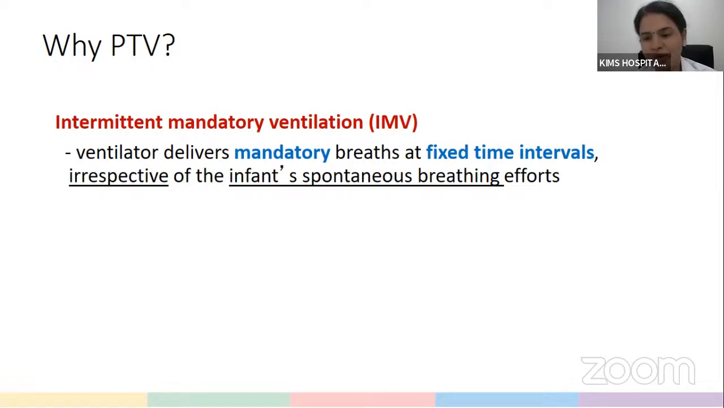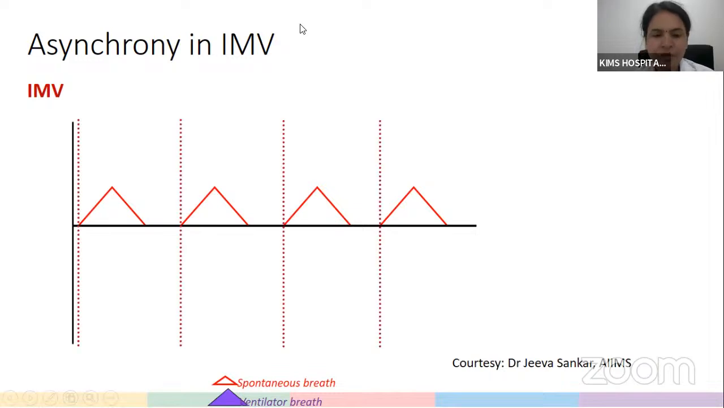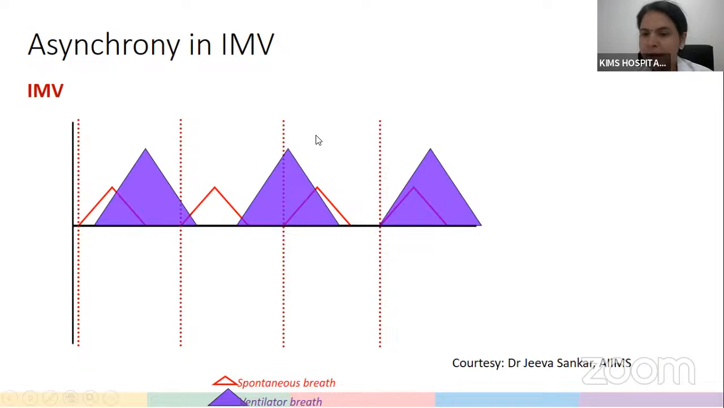In both these modes, the ventilator used to deliver mandatory breaths at a few fixed intervals of time, irrespective of whether the baby is breathing or not. So we saw this as well. If you imagine that these red triangles indicate the baby's spontaneous breaths, the rising part of the triangle indicates inspiration and this phase is the expiration. And these lines indicate the beginning of the patient's inspiration. IMV or CMV breaths used to look like this.